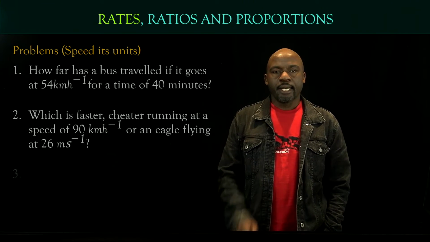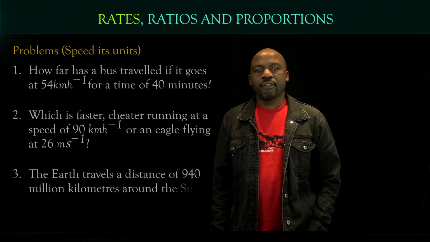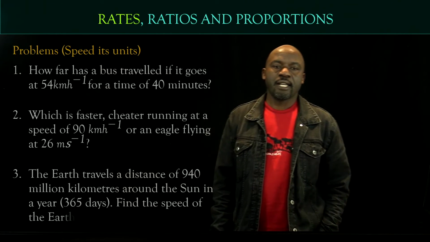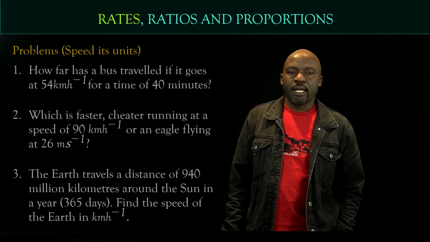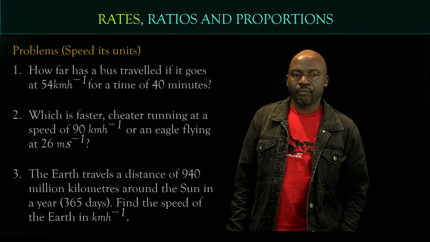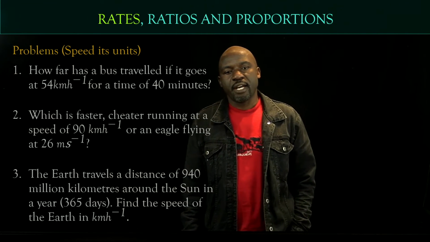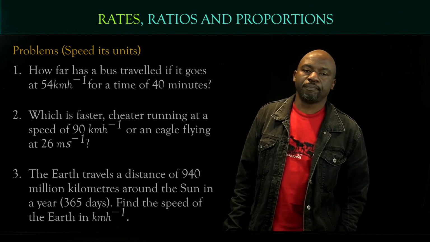Okay? Number 3, the Earth travels a distance of 940 million kilometers around the Sun in 1 year. Find the speed of the Earth in kilometers per hour.